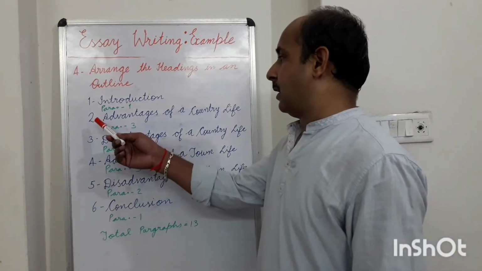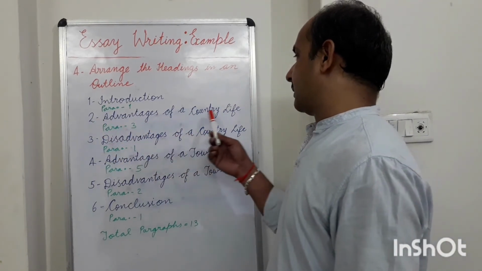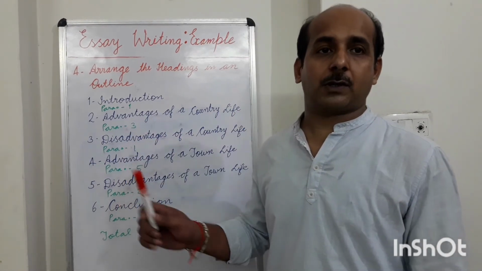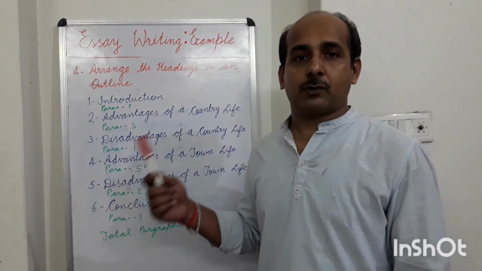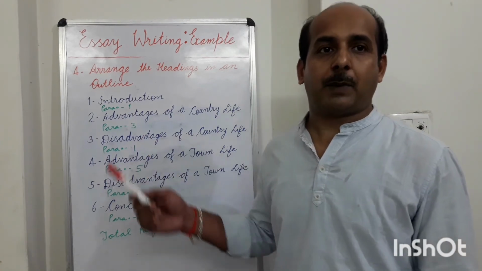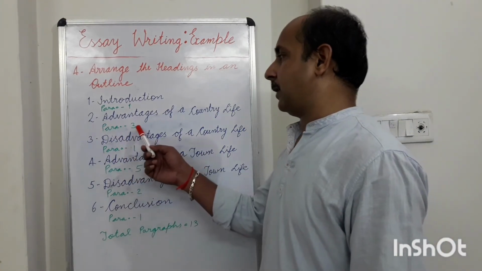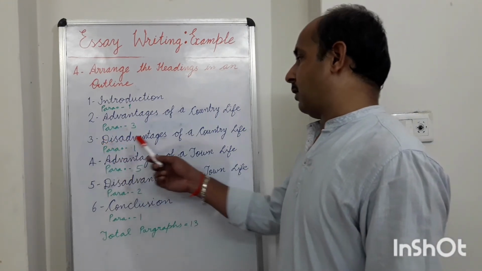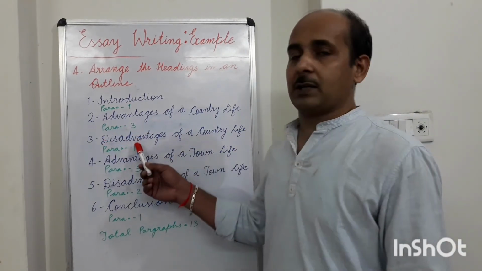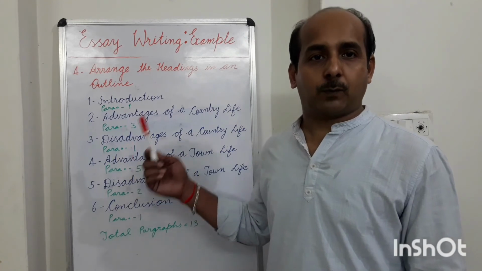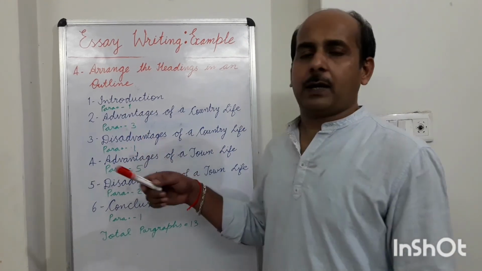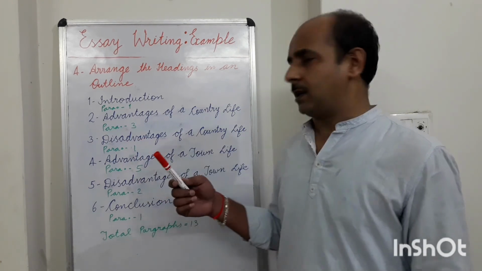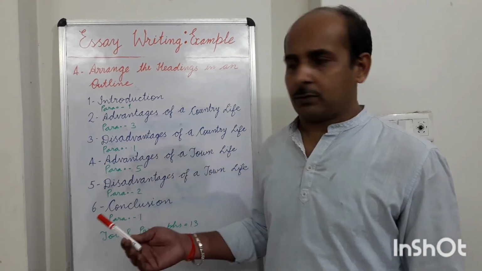Also, the second heading will be advantages of a country life. Here we are using 3 paragraphs because 3 points are there and they will be used as themes, and themes will decide the paragraphs. In the third heading, disadvantages of a country life, we are using 1 paragraph because there is 1 point. If we find it convenient and needful, we will add more paragraphs too.